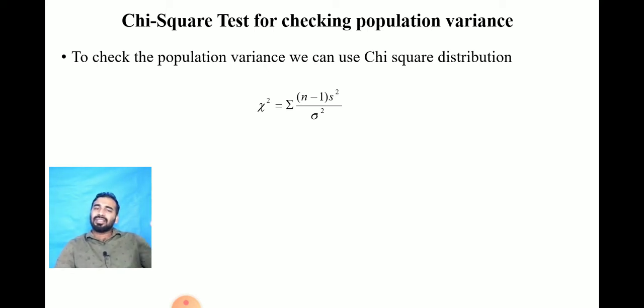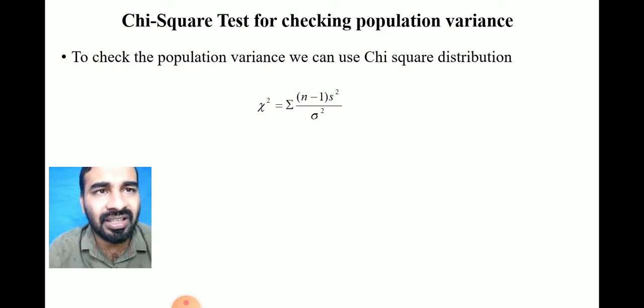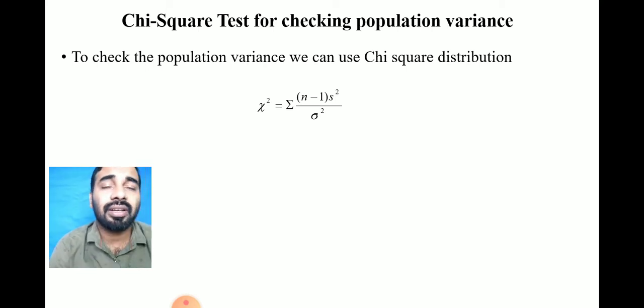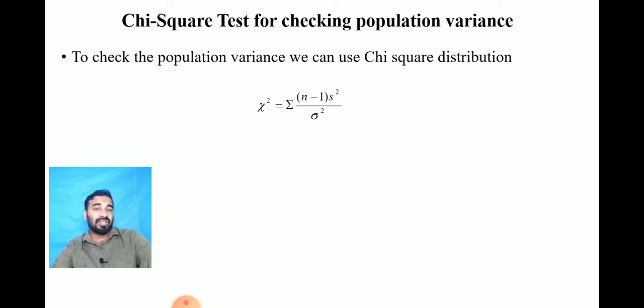The equation will be different from that of the previous two. Here the equation will be the summation of n minus 1 into the sample standard deviation squared, divided by the population standard deviation squared. The only thing is that this will be different, but all other steps will be the same.